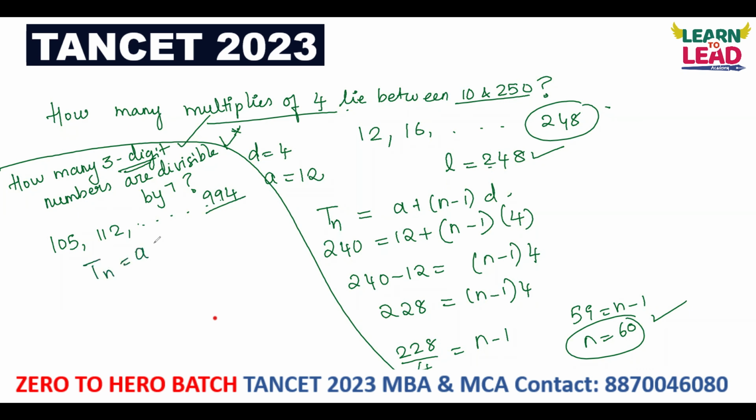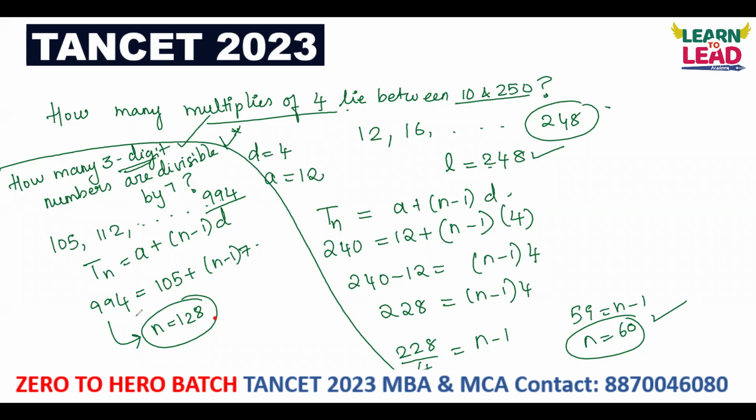Tn is equal to a plus n minus 1 into d. The nth term, the last term, 994 is equal to a, 105, plus n minus 1 into difference, which is 7. If you solve this, you will get n is equal to 128. I am writing this directly, you don't write it. You solve and write it. Only then will you get practice. We take a lot of time only to solve.